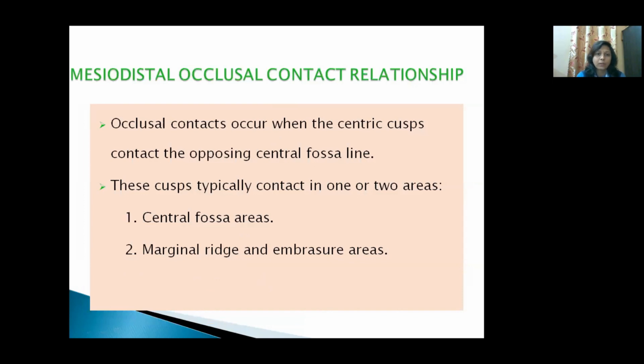Mesiodistal occlusal contact relationship. So, occlusal contacts occur when the centric cusp contacts the opposing central fossa line. These cusps typically contact in one or two areas: the central fossa areas, and the marginal ridge and embrasure areas. So you can say it's a cusp to fossa contact and cusp to ridge contact.